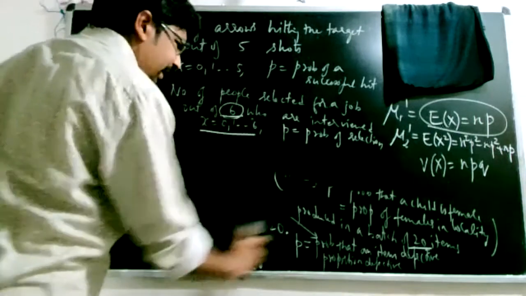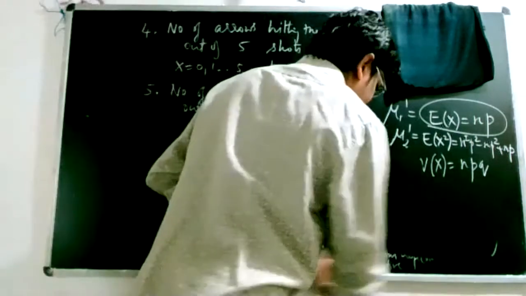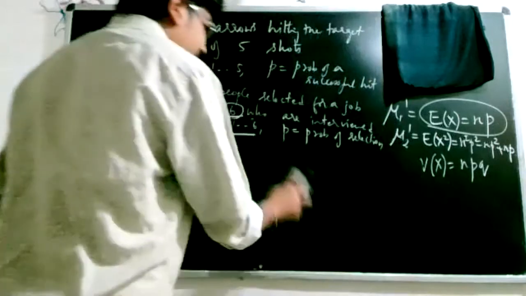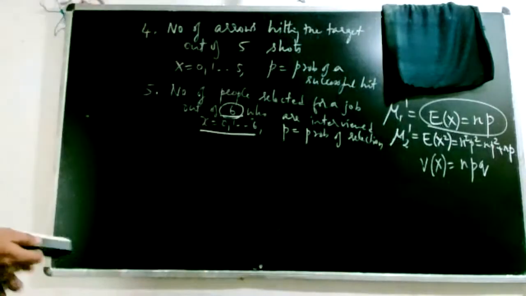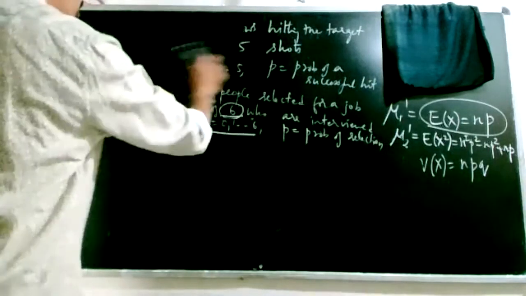They ask questions like, define binomial variable, or binomial distribution with an example, and so on. So there are more examples you need to learn.